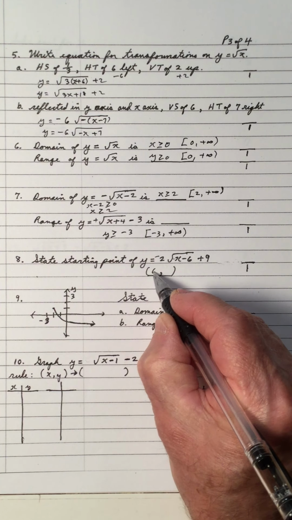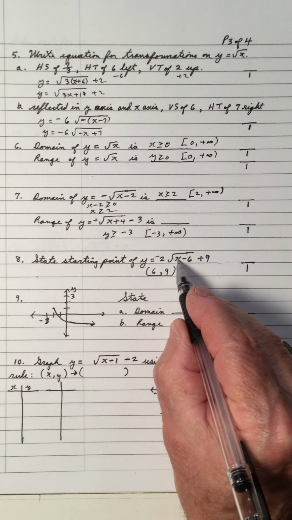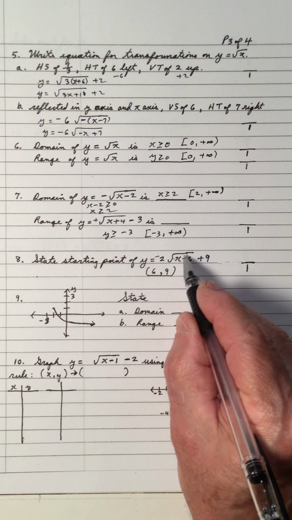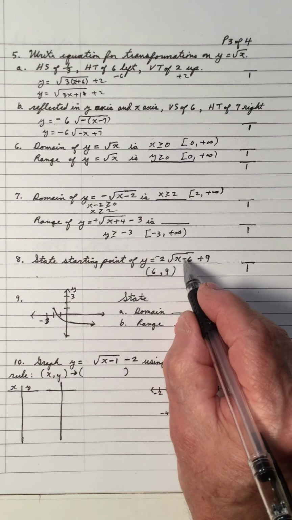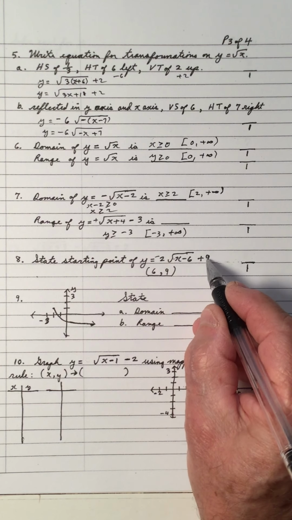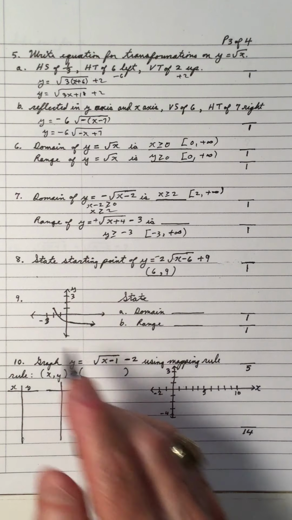So that's a 6, and the outside stays the same. Note, when you let x equal 6, this becomes a 0. Negative 2 times 0 is 0, so y is 9. So 6 gives me a 0, and then we get the 9. 1 mark per 6, 9.